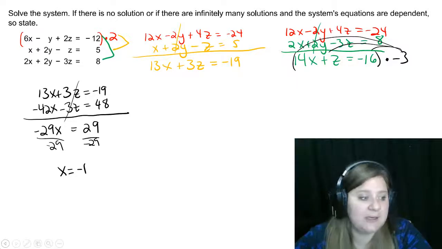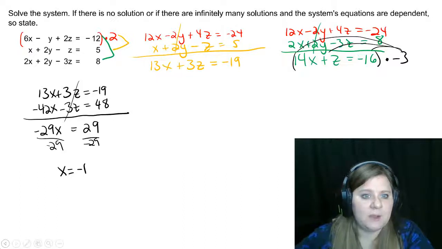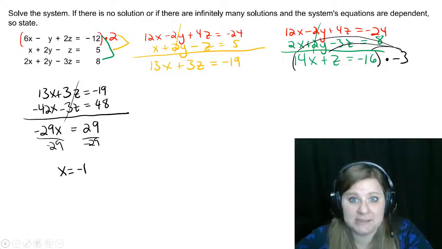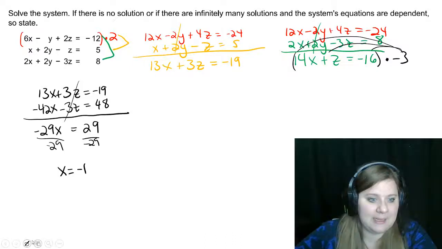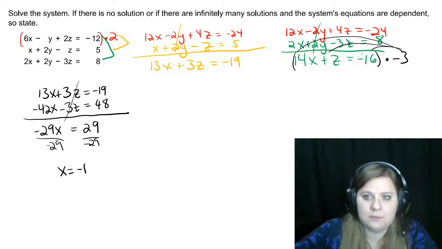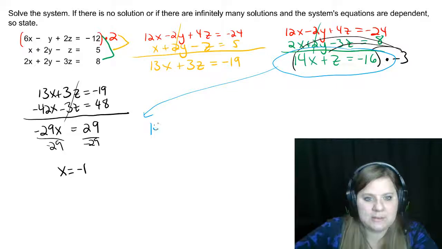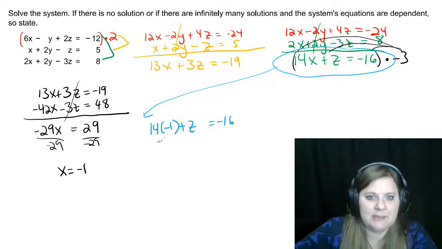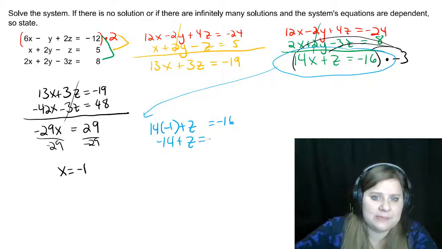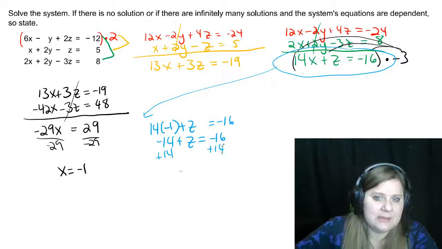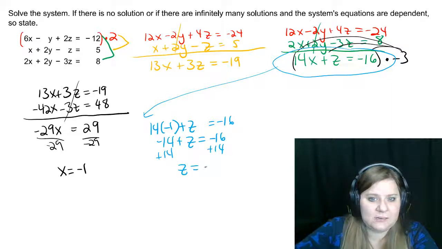Now, I need to find my other letters. So I'm going to plug my x back into one of the formulas that had just x and z. I'm going to plug it back in to this version because z is by itself. So I have 14 times negative 1 plus z equals negative 16. Negative 14 plus z is negative 16, but then I add my 14 to both sides, and I get that z equals negative 2.